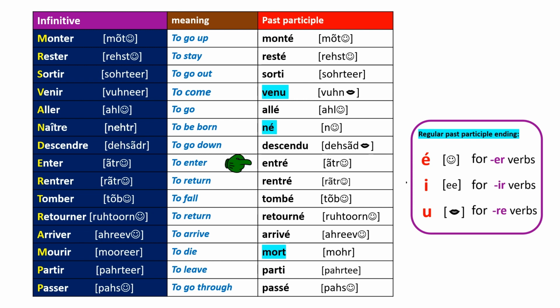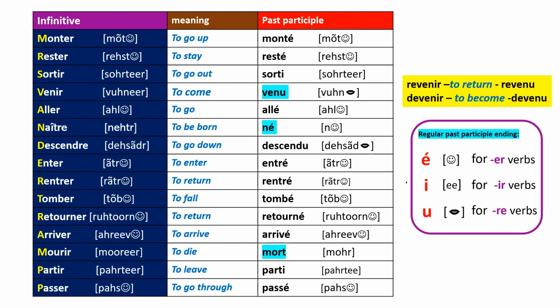Descendu, entré, rentré, tombé, retourné, arrivé, and one that's very irregular, mort. Then we've got parti and passé. Let's not forget the verbs derived from the verb venir. Got revenir and devenir, that will work exactly the same as venir.